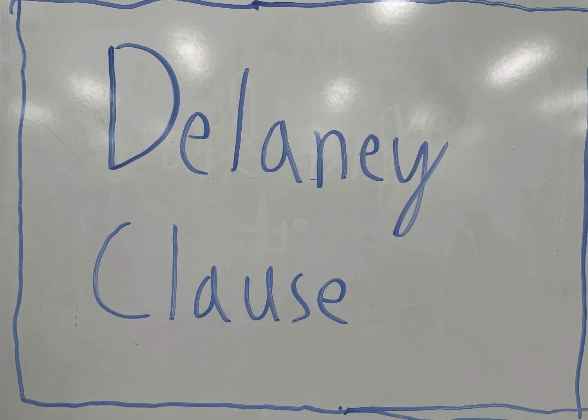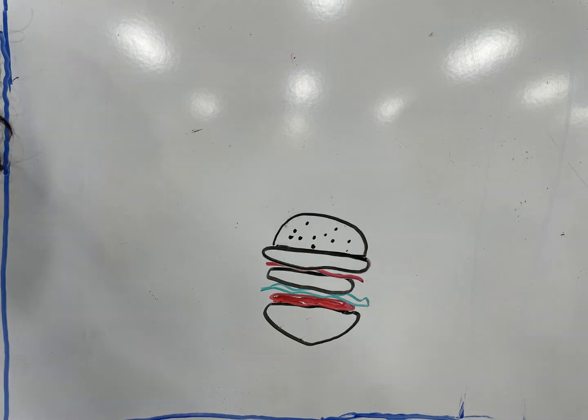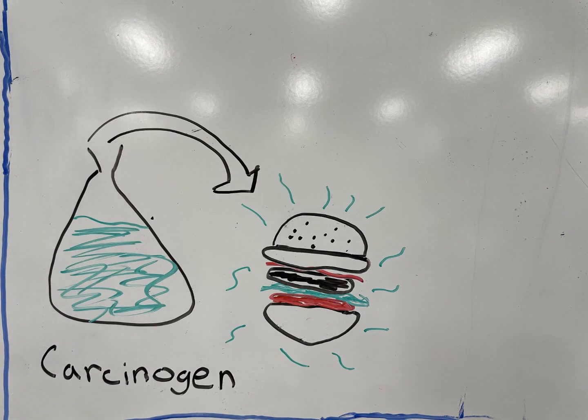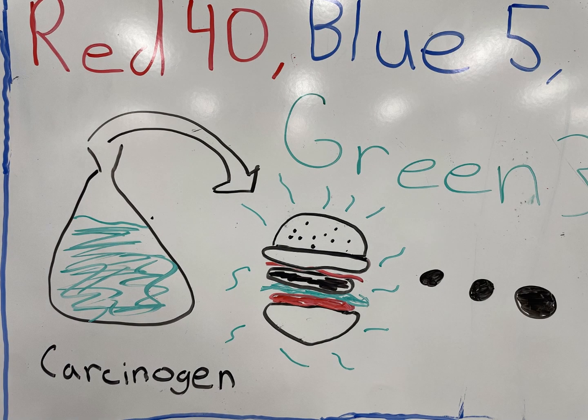Finally, there's the Delaney Clause. The Delaney Clause is responsible for the prevention of carcinogens in foods, which are cancer-causing chemicals. These are often found in processed meats, such as this hamburger. The Delaney Clause has banned chemicals such as red dye 3 and is enforced by the FDA, or the Food and Drug Administration.